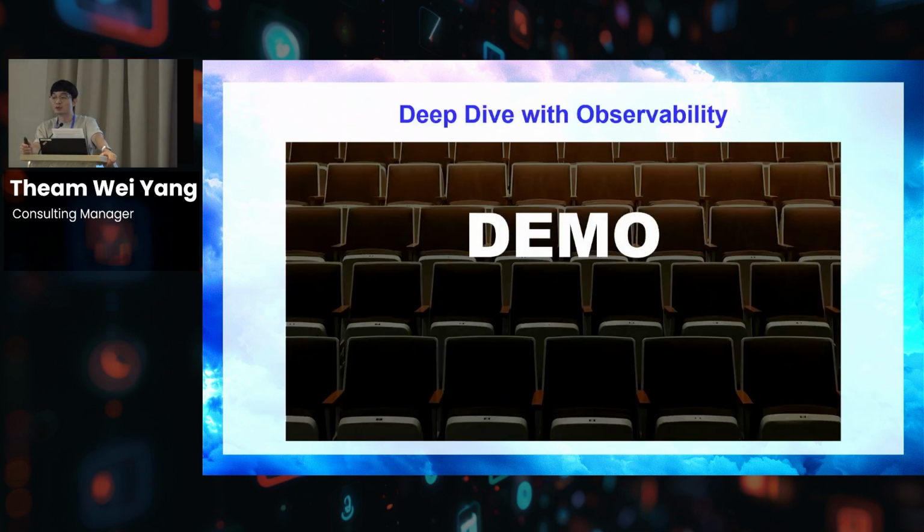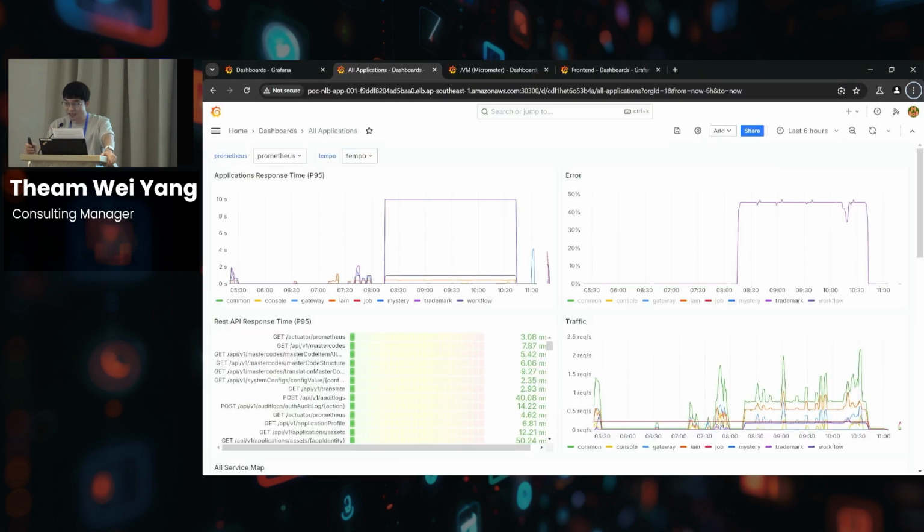Deep dive into observability. All right. Okay, so this is an example of an overview page of our Kaizen observability dashboard. We have included the 4 golden signals in the dashboard. Let me recap again: your latency, your traffic, your saturation, and your error.